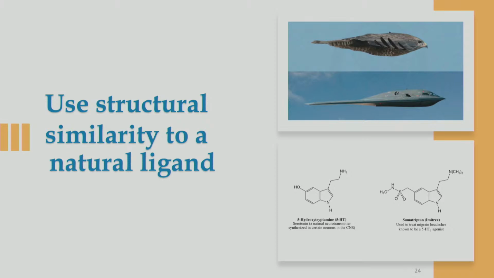Always use structural similarity to a natural ligand. If you look at vincristine, vinblastine, doxorubicin, all of these come under natural ligands. If you keep those molecules as a constant and change some functional groups, obviously you will get some kind of better activity.